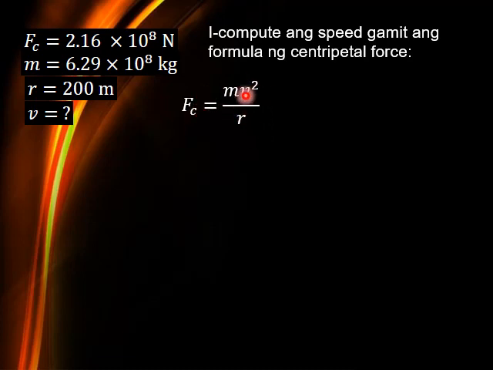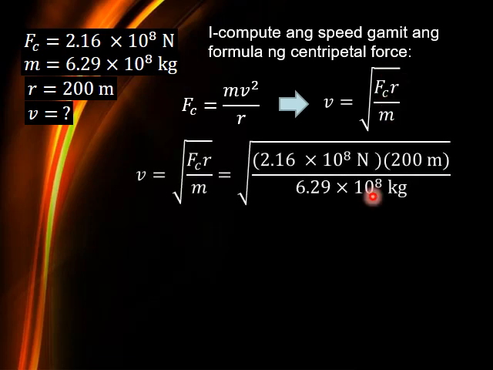So, para ma-compute natin yung speed, ang gagawin natin, cross-multiply mo si r sa Fc, and then yung whole equation, i-divide natin sa m. Okay? Then, pag nakuha na natin yun, since v squared to, dapat kukunin natin yung square root. Okay? So, magiging ganito siya. Ayan. V is equal to the square root of Fcr over m.